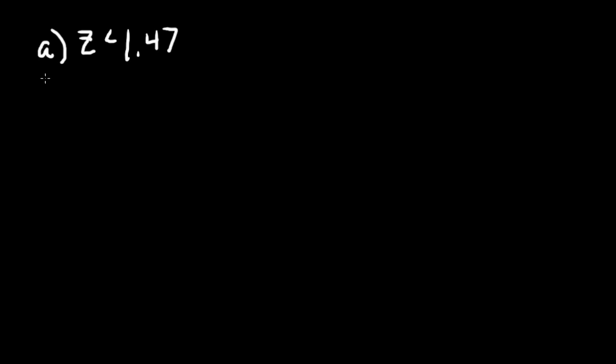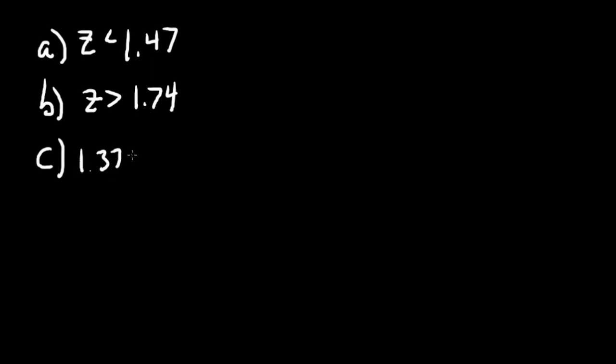And we'll go here and we'll work B. B is going to be that Z is greater than 1.74. And let's work another one. Oh yeah, this will be a good one. Z is between 1.37 and 1.75. So the way that I'm going to write that is that Z is between 1.37 and 1.75. All right, so we're going to work these 3 problems, okay?